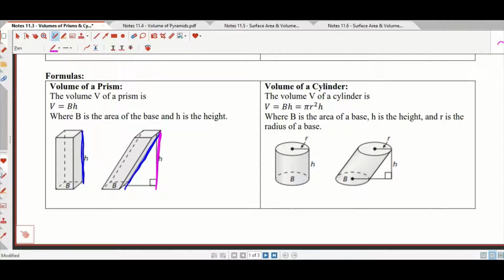Same goes for cylinders, except what you're more interested in, since the base is now a circle, its area is pi r squared, and the height hasn't changed its meaning. Still, if you were standing on top, that's how far you'd fall. That is the height.